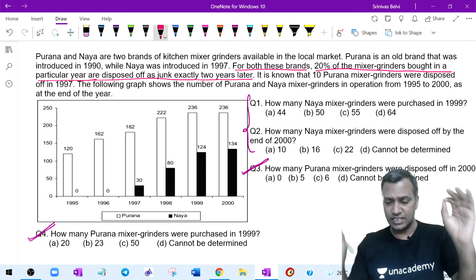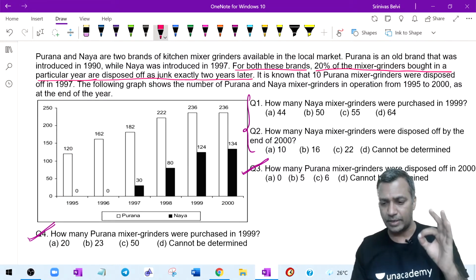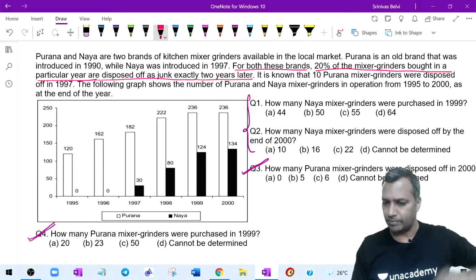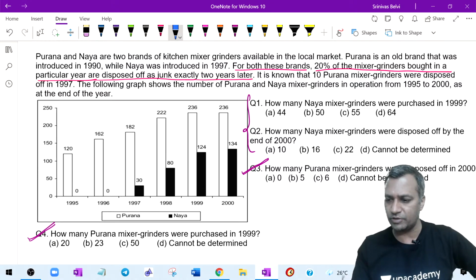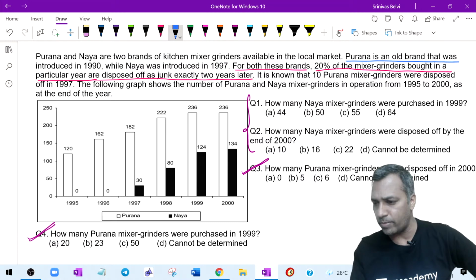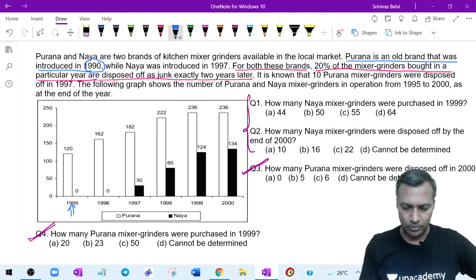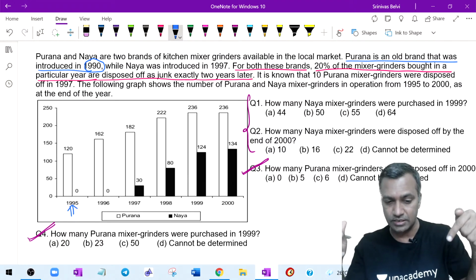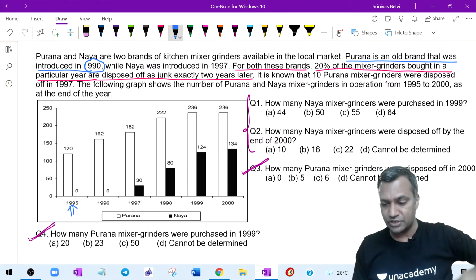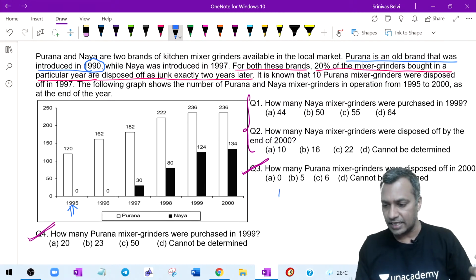So if you ask me to tell you the single largest critical statement here, this is the most critical statement. Now the problem with Purana. What is the problem with Purana? Purana is an old brand that was introduced in 1990, and suddenly this fellow gives me data from 1995. There is a problem, because he is giving data from 1995. Although it is established in 1990, what is missing data?